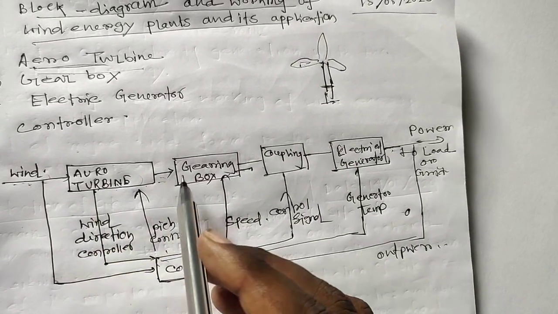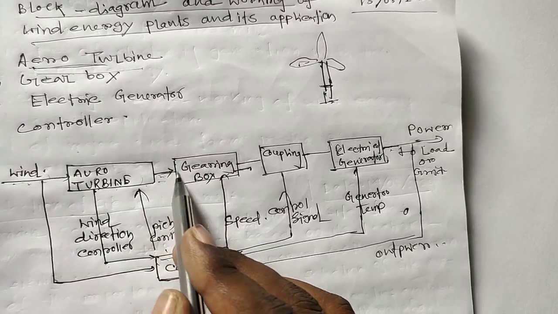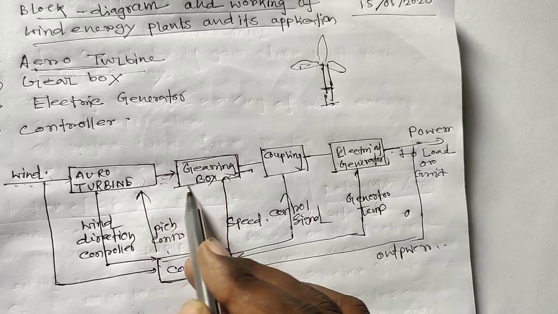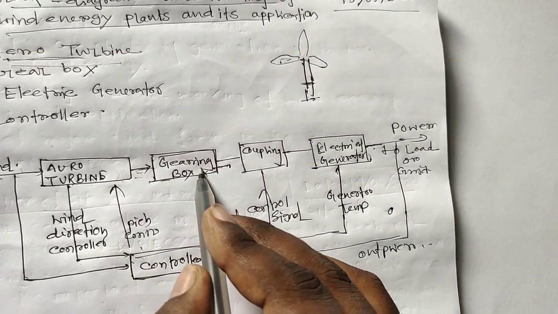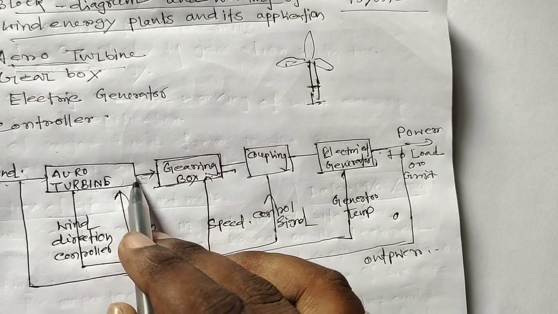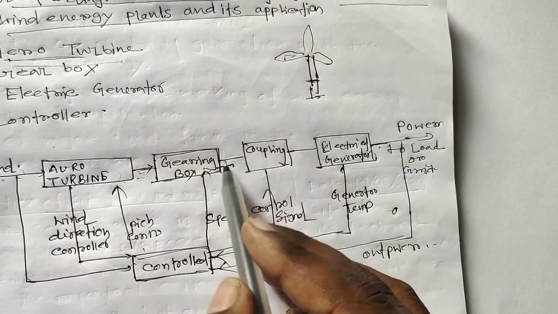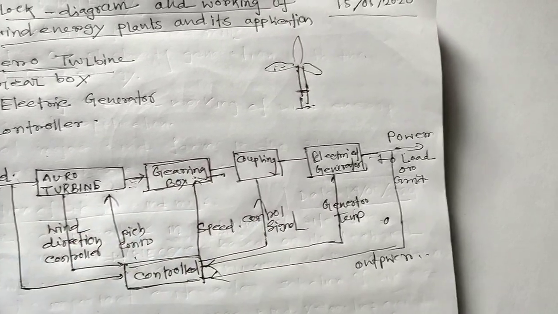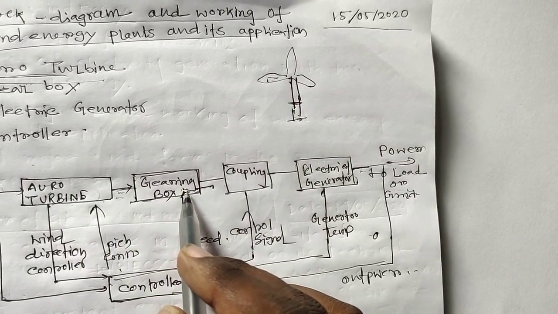The turbine rotor is connected to the high speed gearbox. This gearbox transforms the rotor rotation. The gearbox converts the rotor rotating from low speed to high speed.